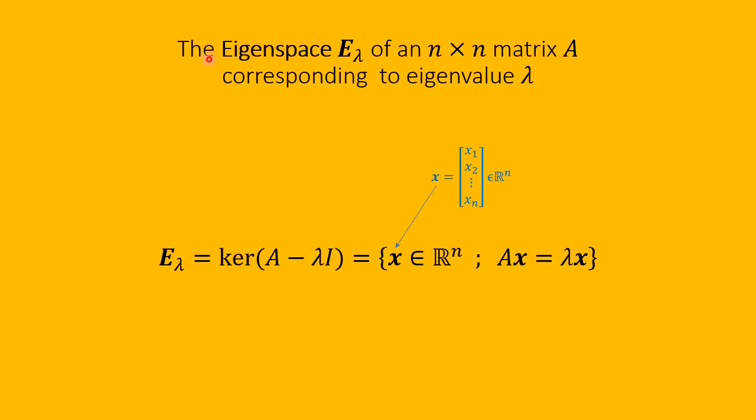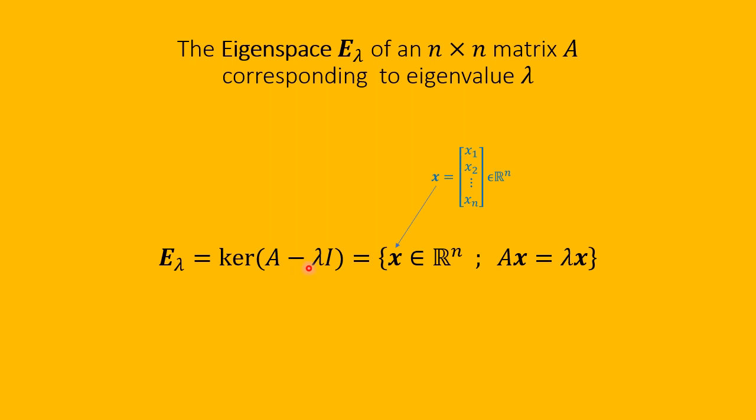We can define the eigenspace of an n by n matrix A corresponding to an eigenvalue lambda of this matrix A. Let's denote that eigenspace by this symbol, E sub lambda. So E sub lambda is defined to be the kernel of A minus lambda times the identity matrix. A is an n by n matrix, and the identity here is the n by n identity matrix. Lambda is a scalar. Remember, we're assuming that lambda is an eigenvalue.